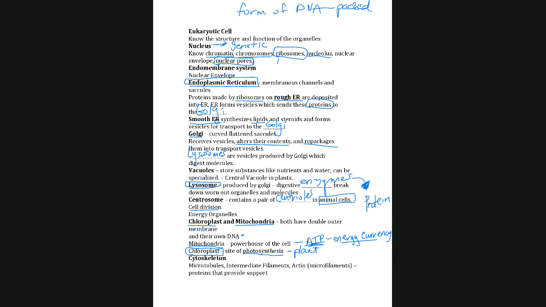Couple more, cytoskeleton. So this is what is providing support. These are anchoring the organelles in the cell. They can move molecules around in the cell or organelles. And there's three types of cytoskeleton. Microtubules, which are the largest, intermediate filaments, medium size, and actin or microfilaments, which are the smallest size.